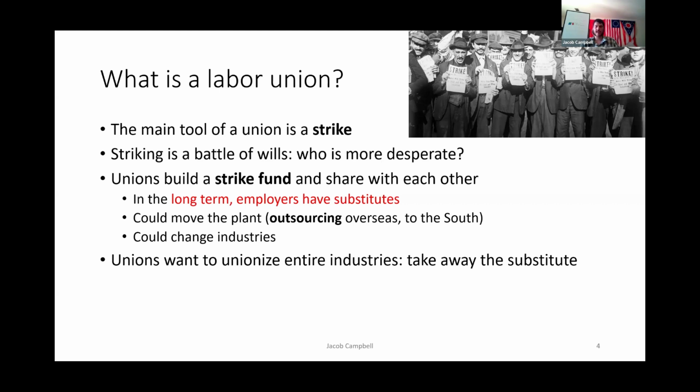And in doing so, that gives us even more market power because there's nowhere to run. There's nowhere they can go to get away from the union. And one way that unions are going to help to build themselves up at different workplaces is that they're going to share their strike fund across different workplaces. So they'll pay dues not just towards their own local strike fund, but also towards a national strike fund.